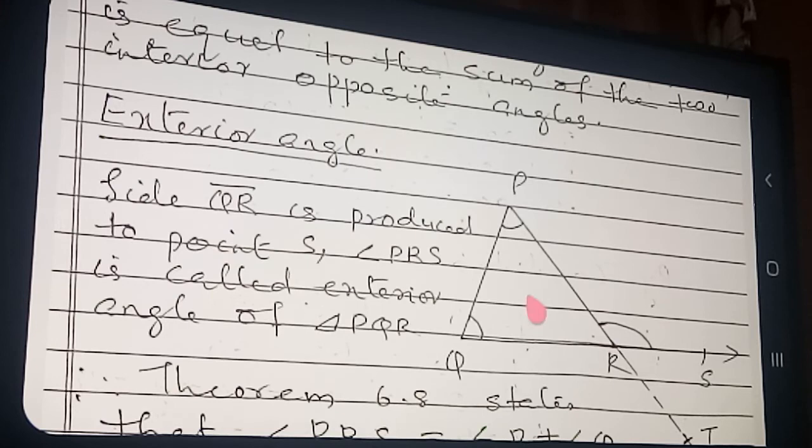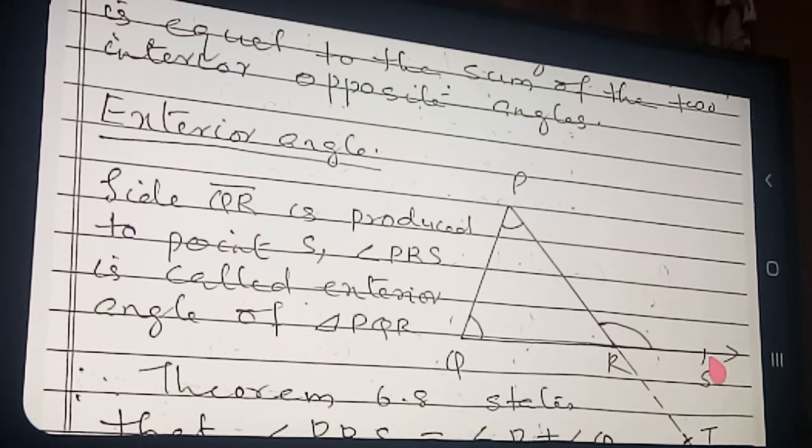Exterior angle. Listen here. This is triangle PQR, no? In this triangle PQR, which side did I extend? I extended side QR. See here, QR is one side. This QR I extended to S.